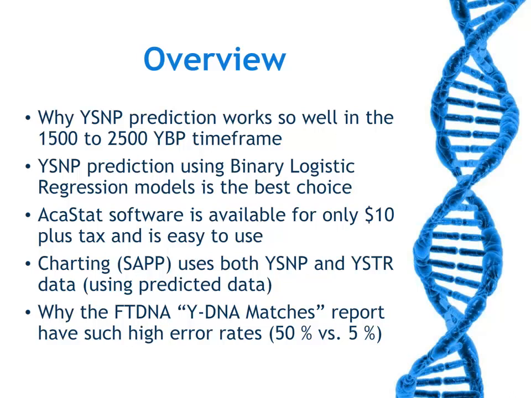YSNP charting uses both YSNP data and YSDR data, and it uses predicted data of YSDR-only testers that have been predicted by fully tested YSNP testers. Also, this will cover family tree name YDNA match list reports and why a lot of the error rates are 50% versus the expected 5%.